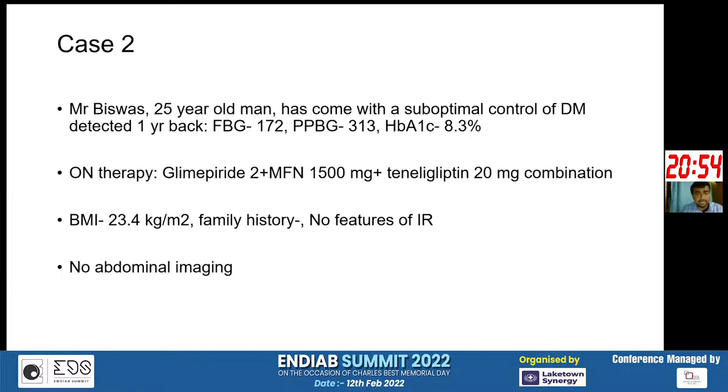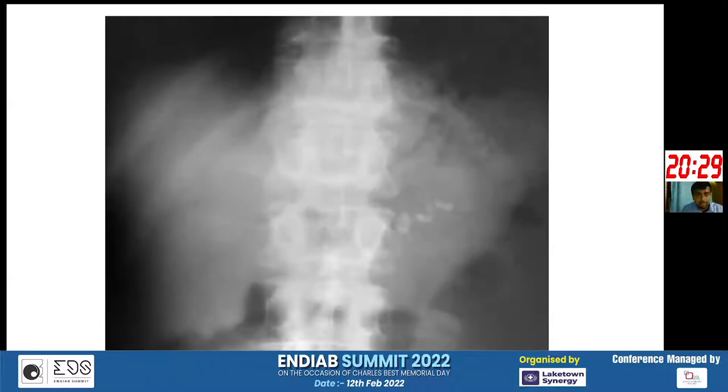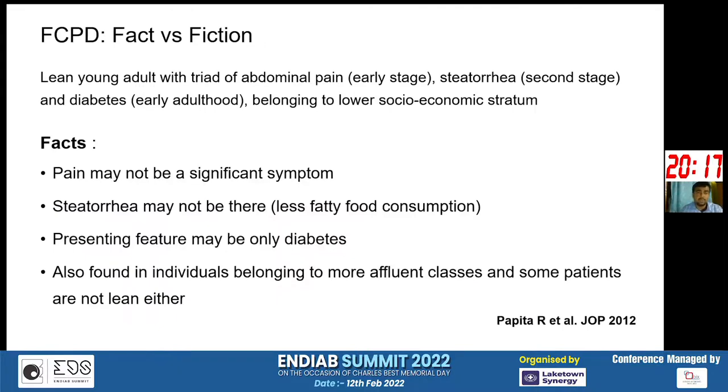Now coming to my second case, Mr. Bishwash, a 25-year-old man, has come with suboptimal control of diabetes detected 1 year back. Fasting is now 172, postprandial is 313. He was on therapy of glimepiride 2, metformin 1,500 milligram once daily, along with teneligliptin 20 milligram. He has, again, no family history and no features of insulin resistance, and no abdominal imaging was done. So an abdominal imaging was ordered, and the straight X-ray abdomen reveals that there are radiodense particles along the pancreas. So the diagnosis was made that it is a case of fibrocalculous pancreatic diabetes.